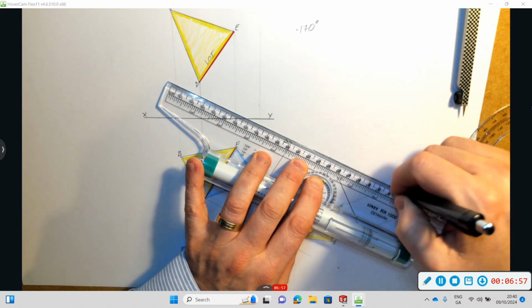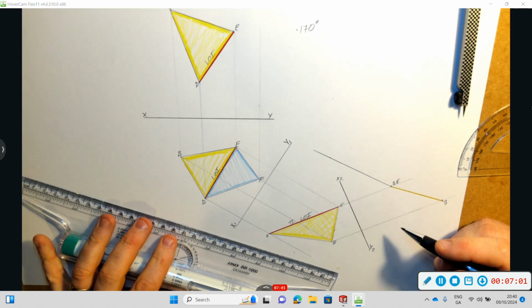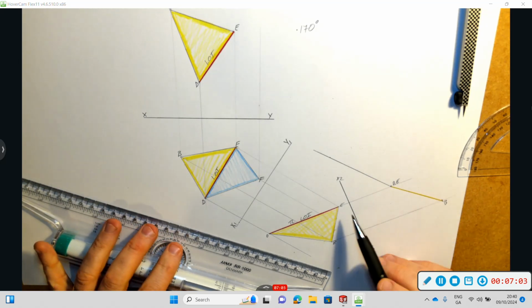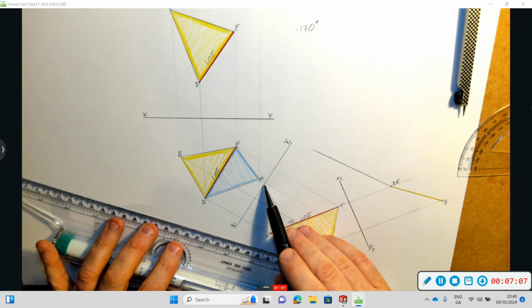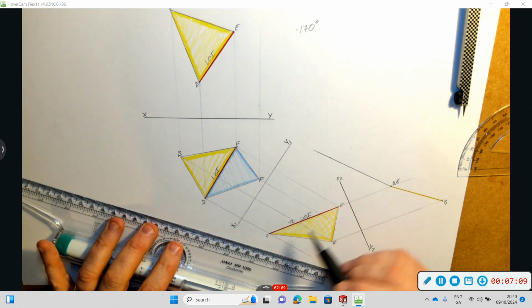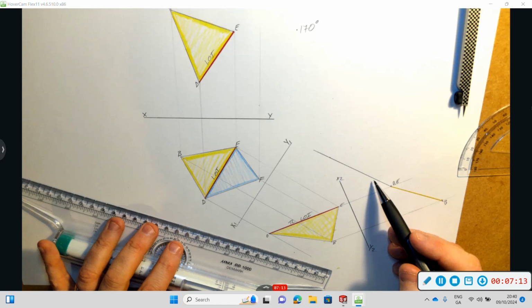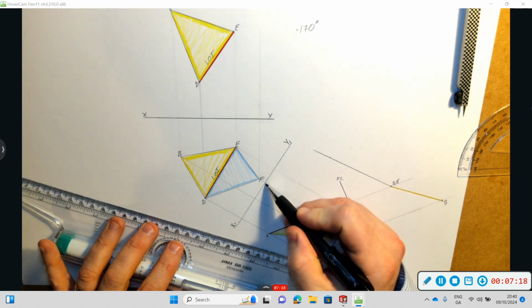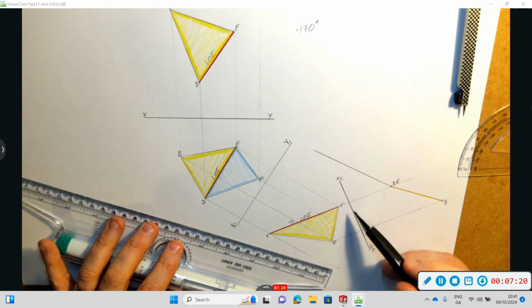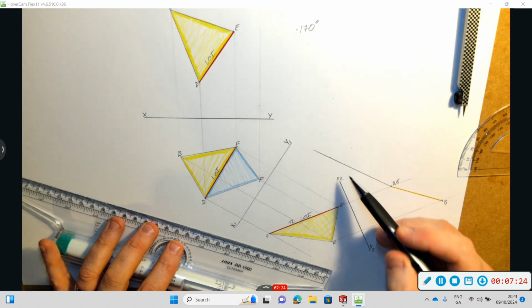Point F now is somewhere along that line. I'm not sure where yet, I'm going to find out in a minute. Remember, when we were going from x2, y2 up, we went from x1, y1 back. So I'm going to do the very same thing here now. I want to find point F somewhere along this line. So I'm going to take that distance from x1, y1 back to F, mark it above my x2, y2 and go along until I cut my line.